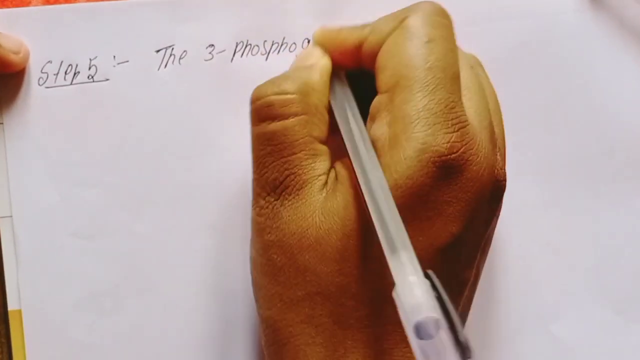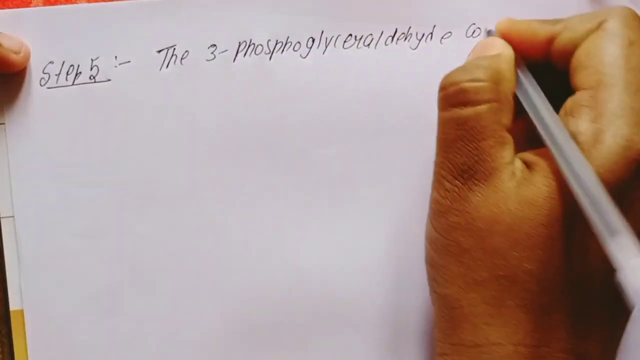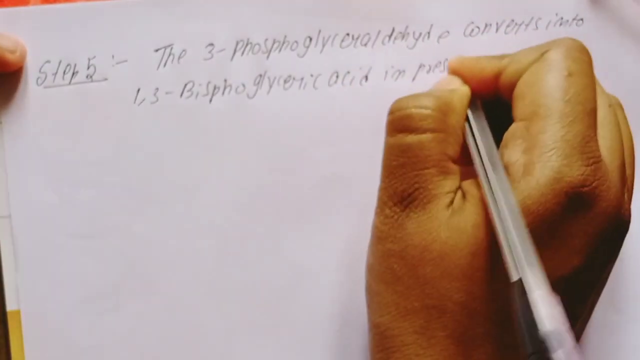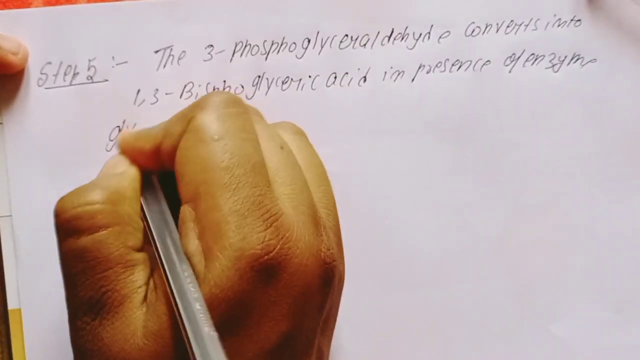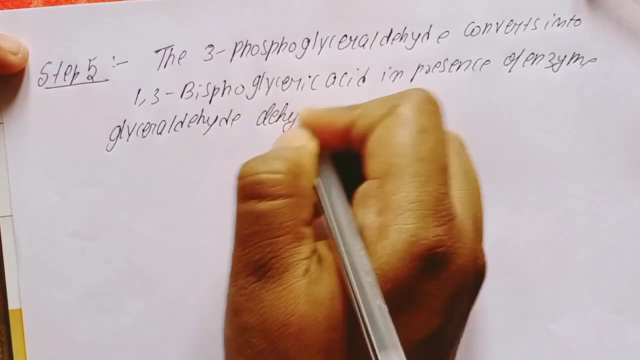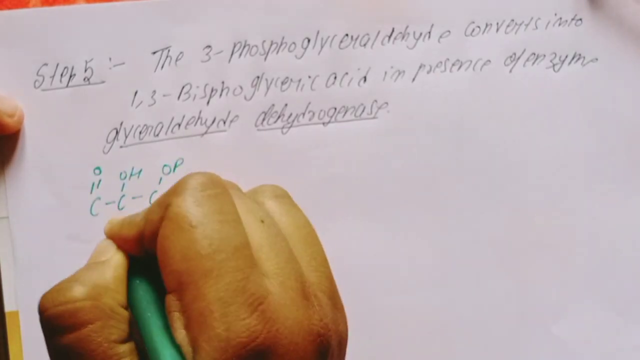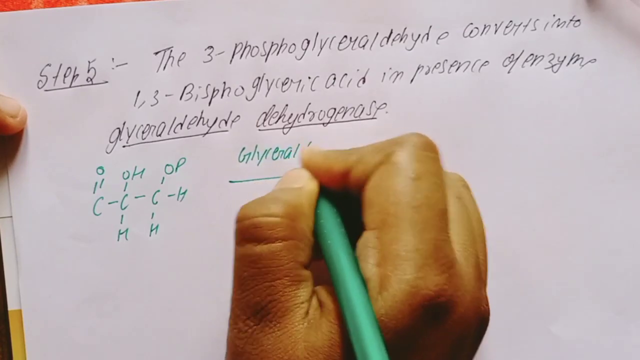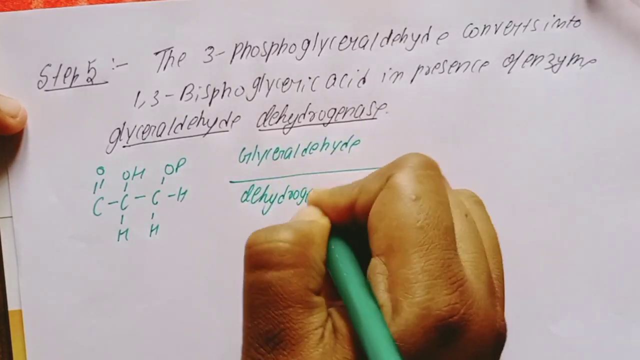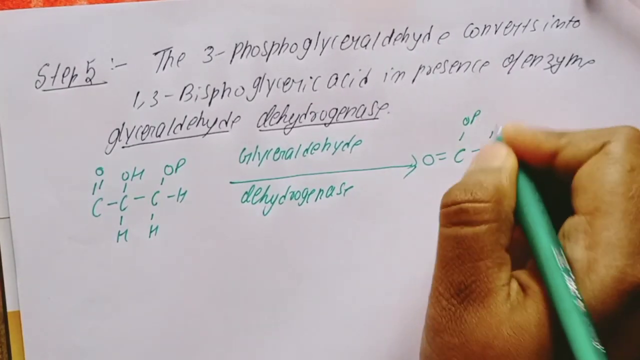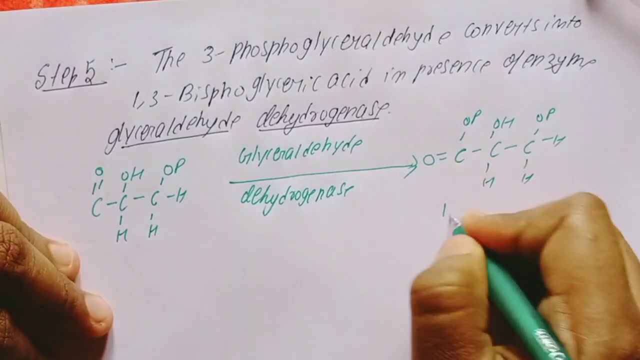Step 5. The two molecules of glyceraldehyde 3 phosphate are oxidized. Enzyme glyceraldehyde 3 phosphate dehydrogenase catalyzes the conversion of glyceraldehyde 3 phosphate into 1,3 bisphosphoglyceric acid or 1,3 BPG acid. The reaction occurs in two steps. That is, first, the oxidation of aldehyde to a carboxylic acid by NAD+, and the second is the phosphorylation of carboxylic acid by inorganic phosphate, not by the ATP.